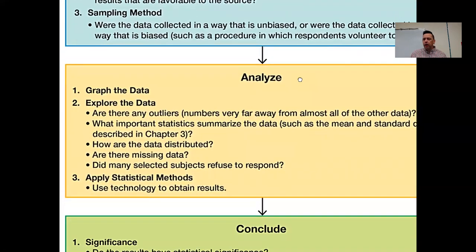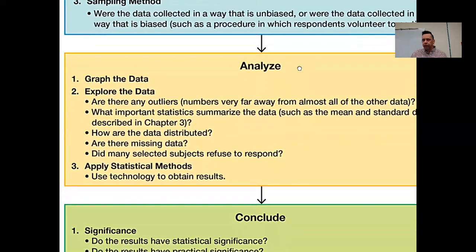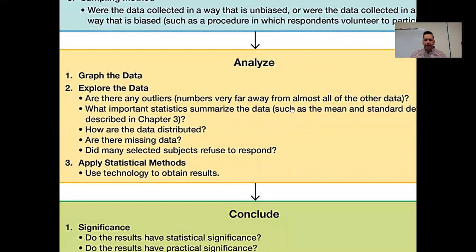Analyze, I mentioned before, is where you do your number crunching. You might want to make a graph and then explore the data. Are there any outliers? So these would be really atypical, unusual numbers. Think of a class where there was an exam that was really, really, really hard, the kind where somebody asked, are you going to curve this? All right. Maybe the highest score anybody got was a 70, except for that one person, you know who they are, who got a 98, all right? So that 98 might be an outlier, okay?